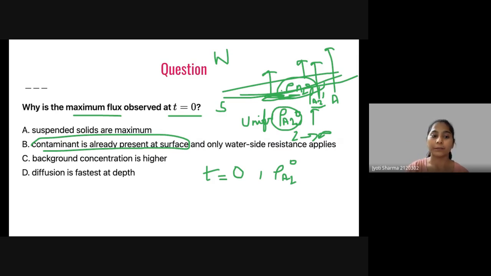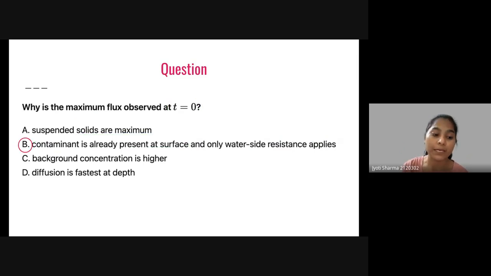But flux will be 0 when we have t equal to 0. Sorry, there will be maximum flux when time is equal to 0. So yeah, B is the right answer.